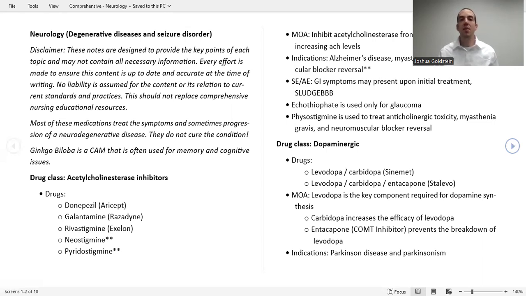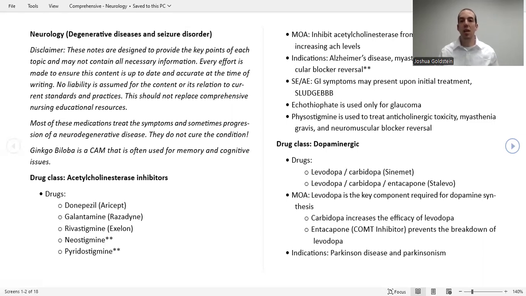So we understand the mechanism of action of how this works. We talked about the indications. You should already have picked up on the fact that since this promotes the amount of acetylcholine, it's going to promote the parasympathetic response. So we may end up with SLUDGE BBB, which is what we also call the cholinergic side effects. That's going to be your salivation, lacrimation, urination, defecation, etc. Basically fluid leaking out of every orifice in the body. So that's our first class of drugs, the acetylcholinesterase inhibitors.